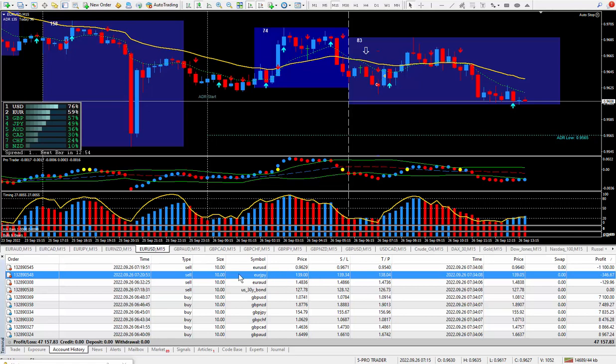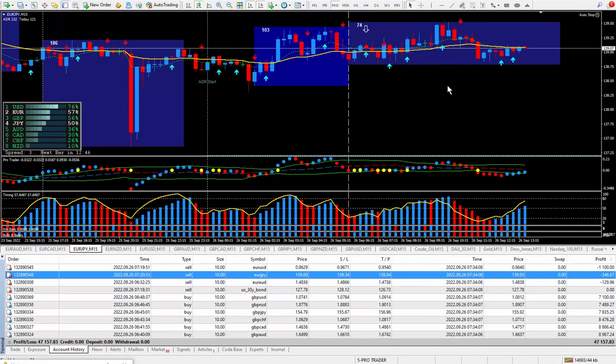And okay, Euro Yen is the next one. Here's another one. And look at how flat it is, going nowhere, basically. Let's see where I got in at. Drag and drop this up. There it is right there.